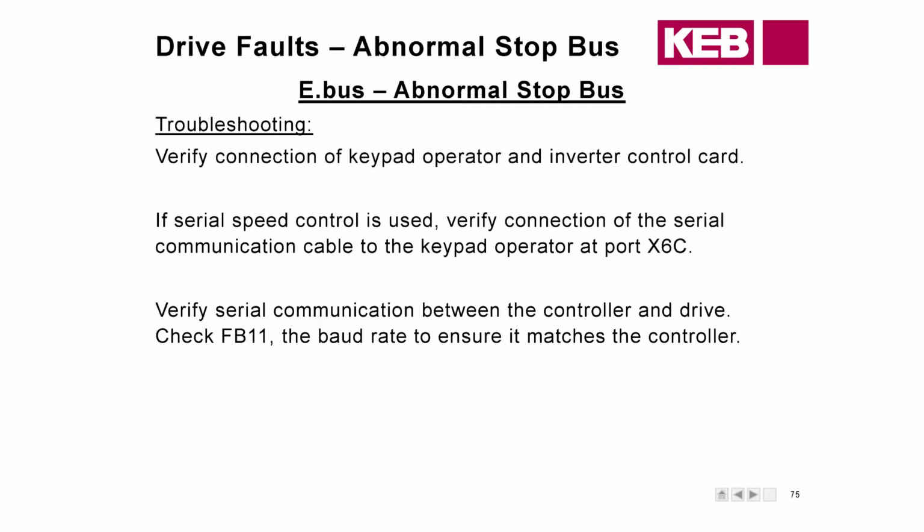So if you're running serial speed control with the controller, one thing you can do is switch the type of speed control in the drive. So switch it to binary or digital. Are you still getting the abnormal bus stop? If it goes away, it's likely due to a communication issue between the keypad and the controller. The baud rate needs to be set correctly, both in the controller and in the keypad. That's going to be under the field bus configuration in the FB parameter group. Those need to match.